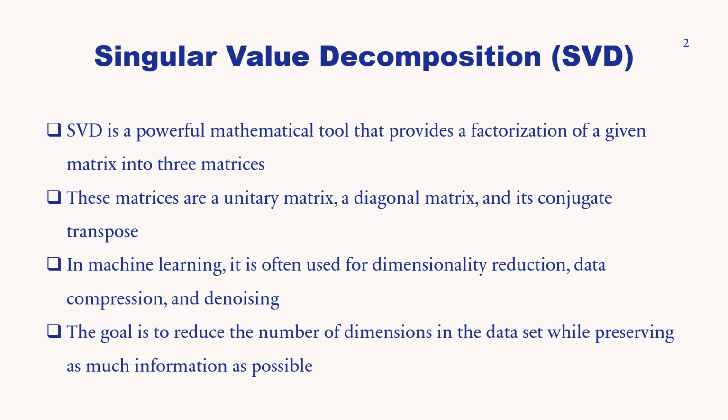SVD is a powerful mathematical tool that provides a factorization of a given matrix into three matrices. Now, these matrices are a unitary matrix, a diagonal matrix, and its conjugate transpose. In machine learning, SVD is often used for dimensionality reduction, data compression, and denoising. Its goal is to reduce the number of dimensions in the dataset while preserving as much information as possible.